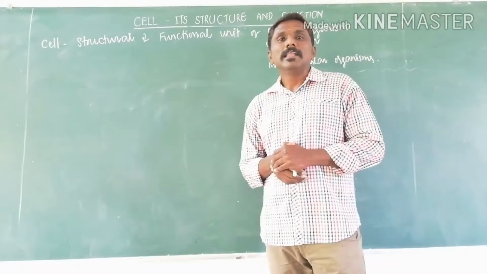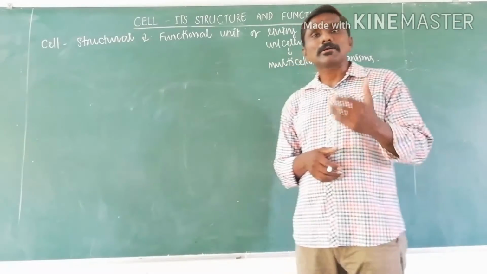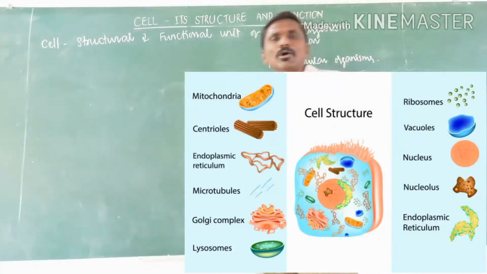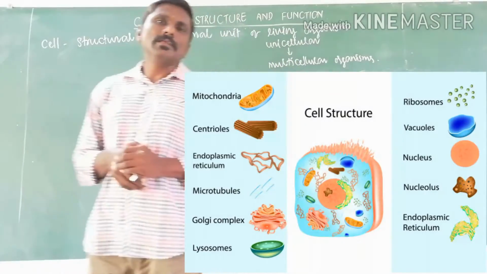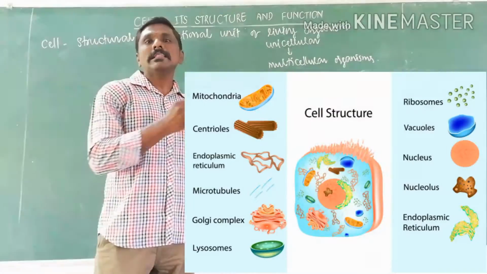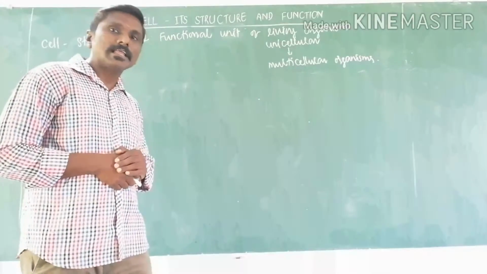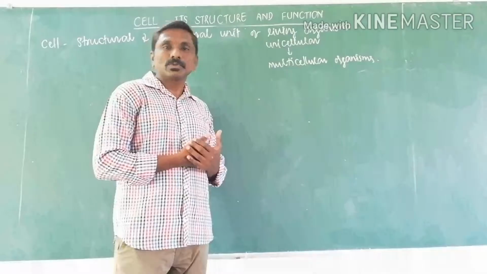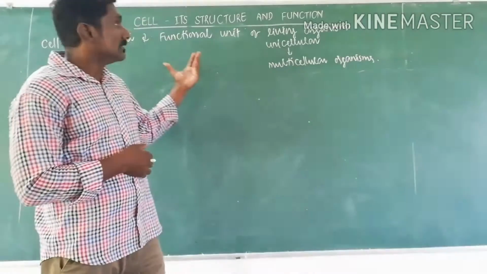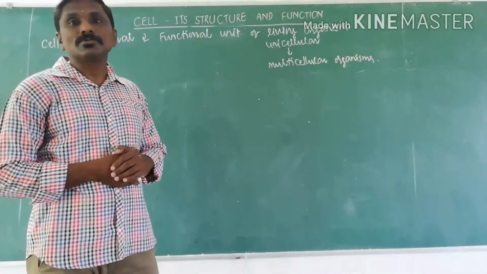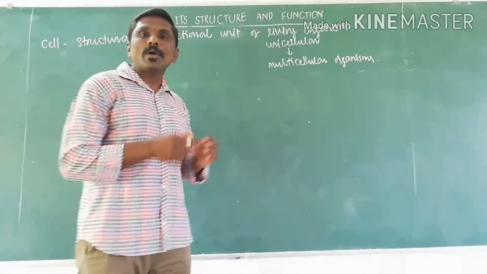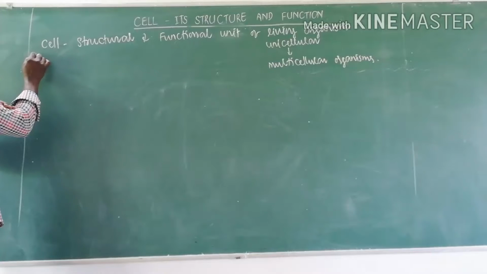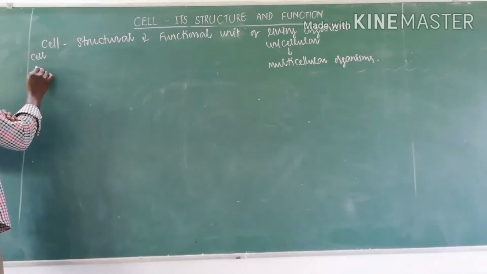Why is it called the structural functional unit of the living organism? The cell houses various organelles like nucleus, mitochondria, chloroplast, ribosomes, plastids, endoplasmic reticulum, Golgi complex, vacuoles, lysosomes. All the components are inside the cell, which control the activities of the organism. So that's why the cell is called the structural functional unit of the living organism.